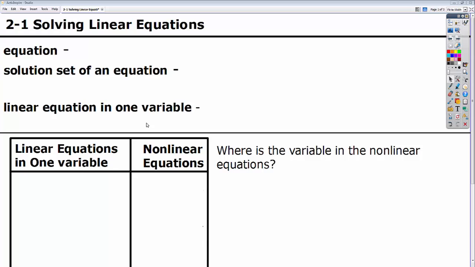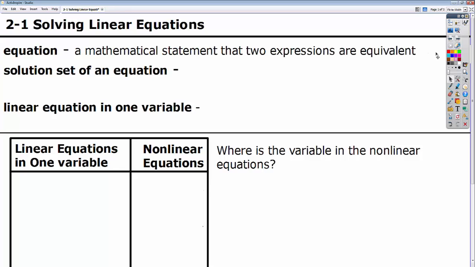Alright, this section's over solving linear equations, a topic you did in Algebra 1, so it should be mostly review. Start out with some vocab here. So we have the word equation. This is a mathematical statement that two expressions are equivalent.